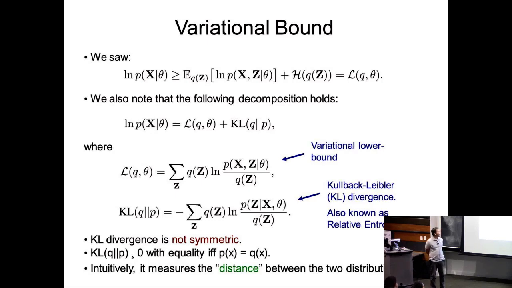And you can think of KL divergence as a measure of distance between two distributions. It's asymmetric, it's not symmetric, but it's always non-negative. So it's always positive. And KL divergence between Q and P is going to be 0 if and only if P is the same as Q. So if you manage to pick a Q distribution that matches your true posterior, then your lower bound becomes tight. You're actually optimizing the likelihood objective.